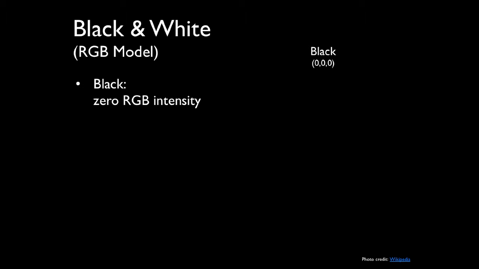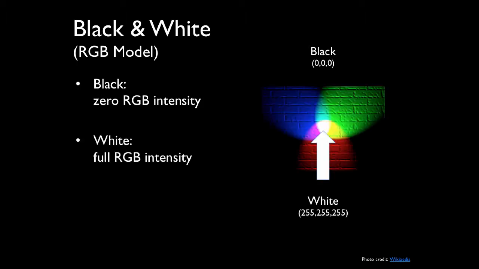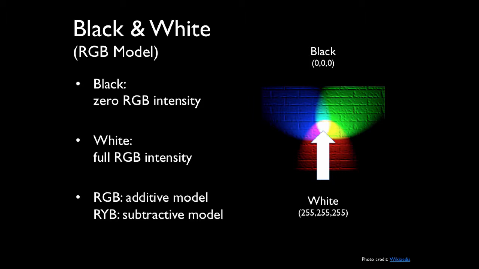So let's talk about black. Well, black is the absence of color, and so that has a 0 intensity for all the RGB values, whereas white is the full intensity for all three values. And you can see in this diagram that where the red, green, and blue light intersect or come together at full intensity, it creates white light.